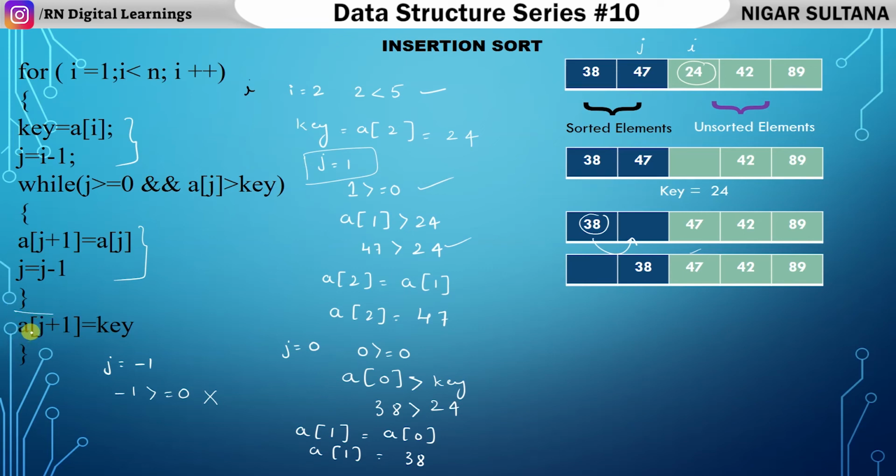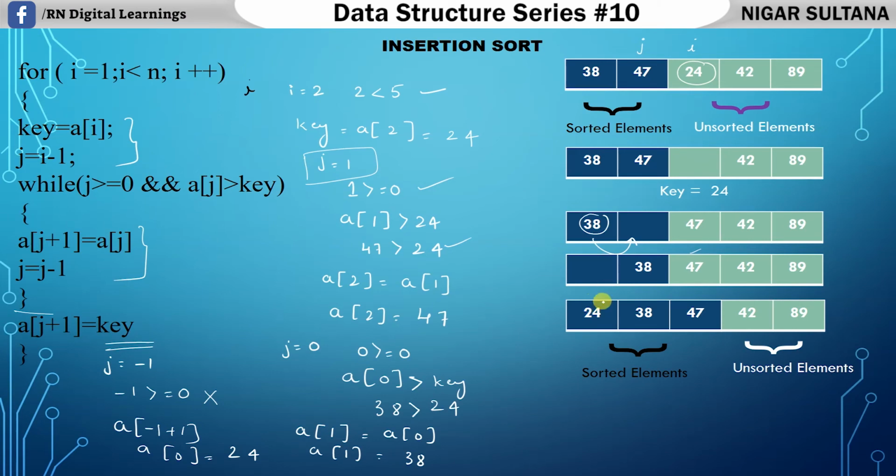We have one assignment again. That is A of J plus 1. J is minus 1. What is minus 1 plus 1? That is 0. A of 0 will be assigned with the value of key. What is my key? Key is 24. Now, A of 0 is holding 24 now.